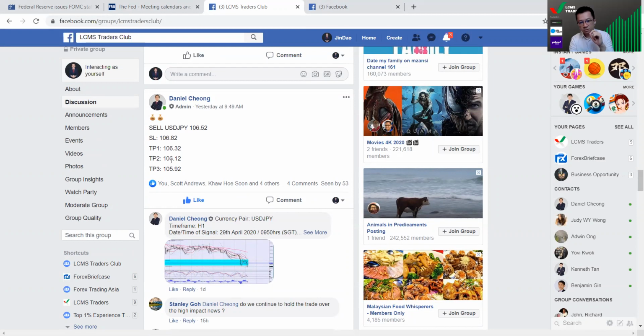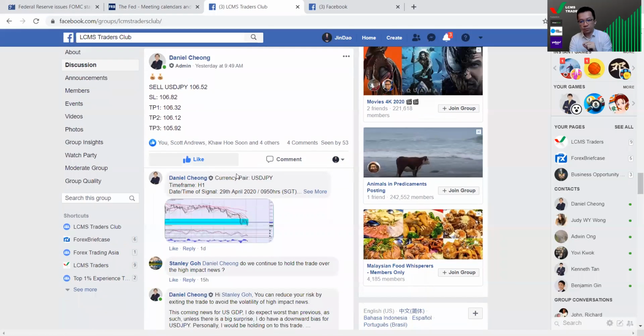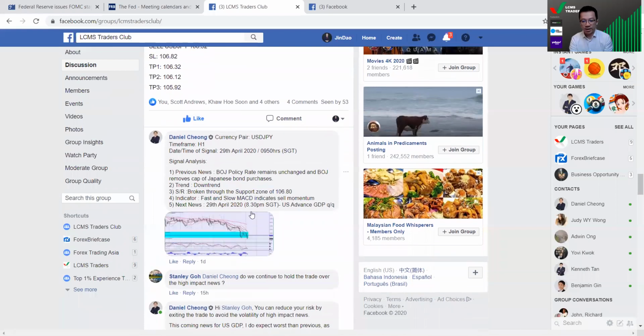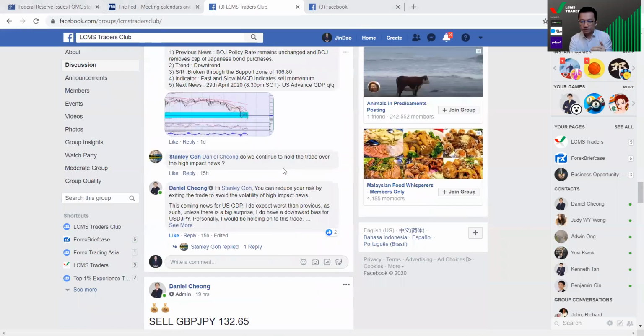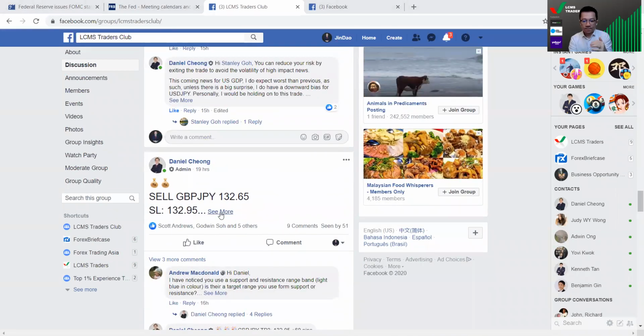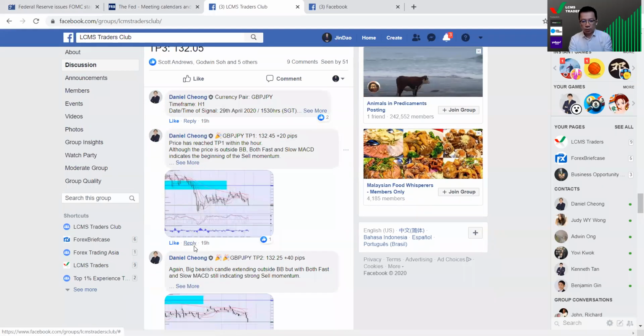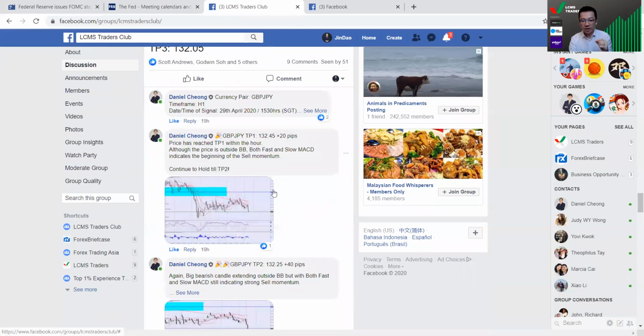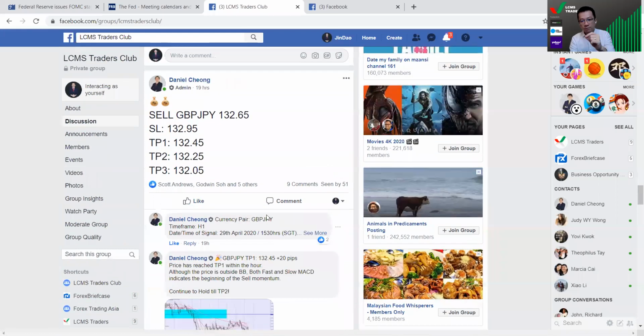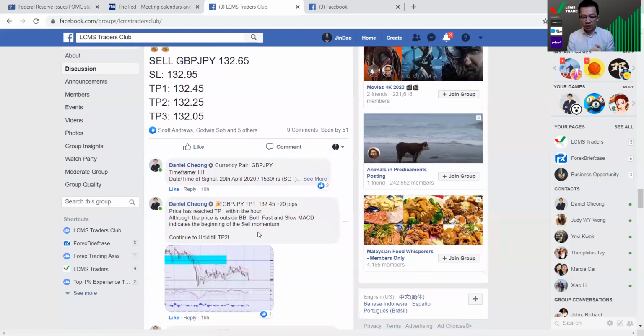In the LCMS Traders Club, we also give you the analysis behind the signals. So why we're entering a trade, the logic behind the news driving those trades, right? Not just that, we also tell you why we get out of a trade, when to hold on to a trade, and when to get out of a trade. So for example, pound yen that Daniel sent out yesterday, right? Sell pound yen at this price, stop loss, take profits 1, 2, and 3.